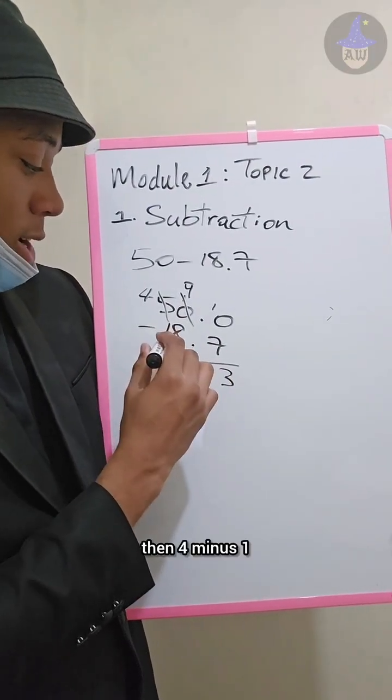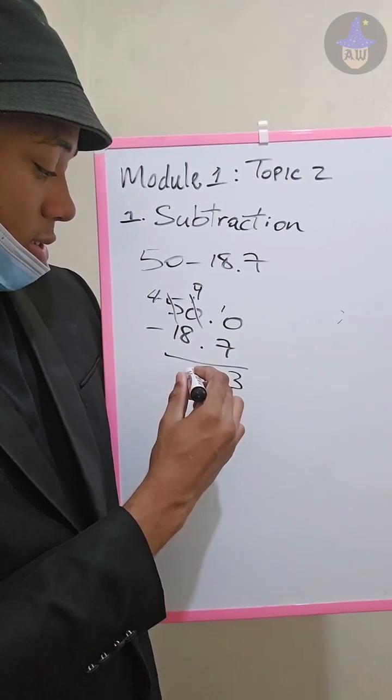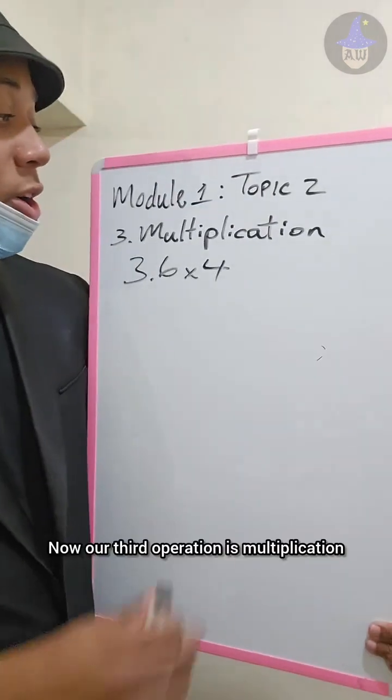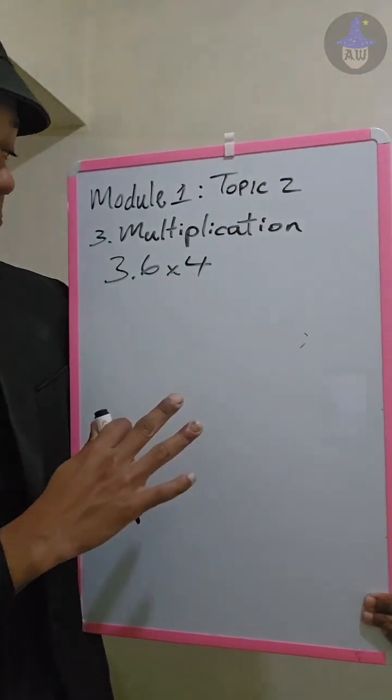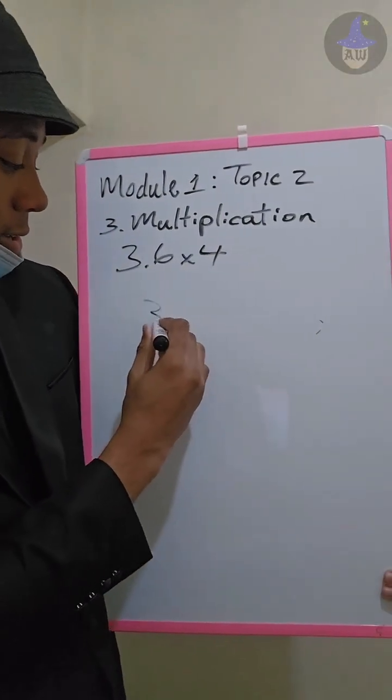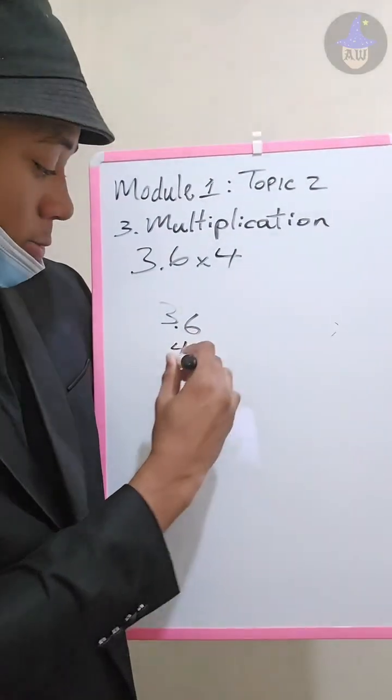And then 4 minus 1 is 3. So the answer is 31.3. Now our third operation is multiplication. So 3.6 times 4. Align the numbers vertically. 3.6 times 4.